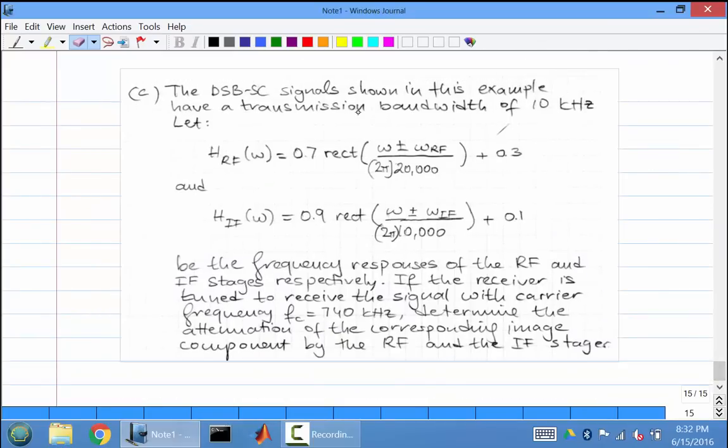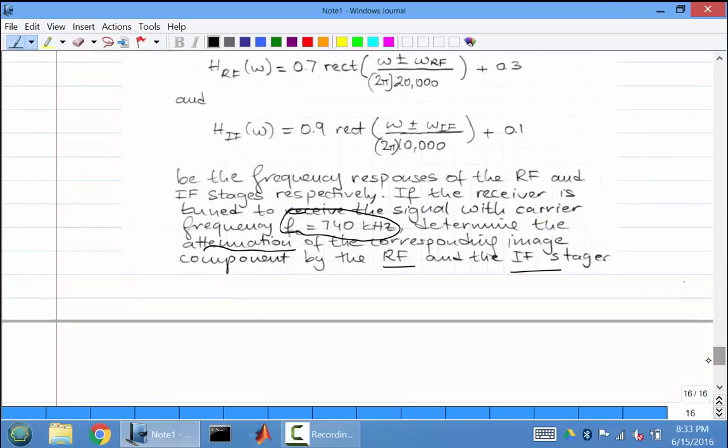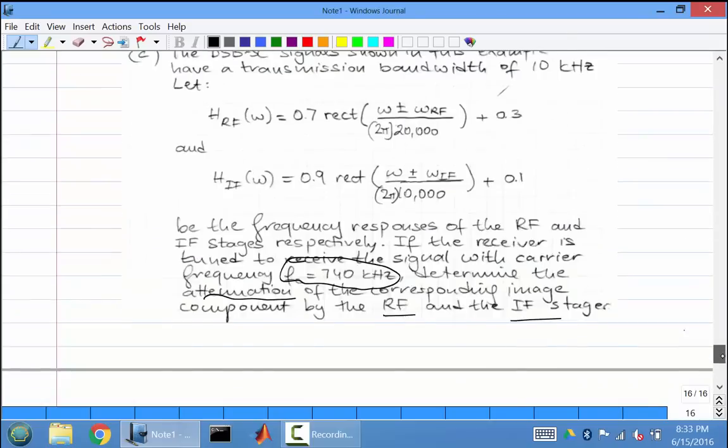The double sideband suppressed carrier signals in this example have a transmission bandwidth of 10 kilohertz. What's going to happen is that we have 2 filters. Let the filter at the receiver in the RF stage be this, and let the filter at the intermediate frequency stage be this. Let the frequency responses be of the above. If the receiver is tuned to receive the signal where the carrier frequency is 740 kilohertz, figure out what the attenuation is between the RF and the IF stages. The attenuation in this case is how much of a gain is applied to each of the signals in the stages.